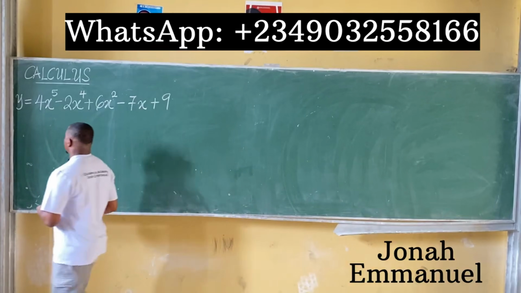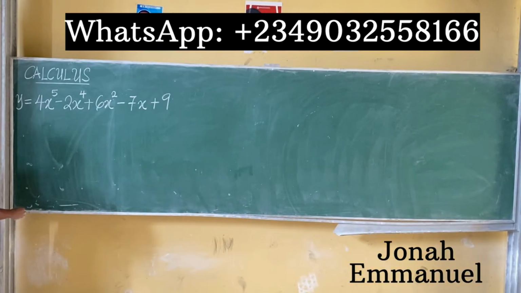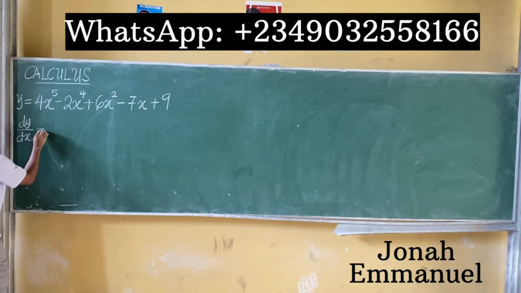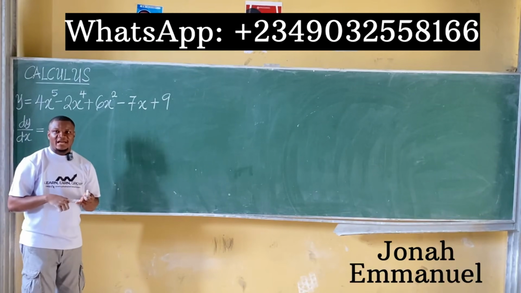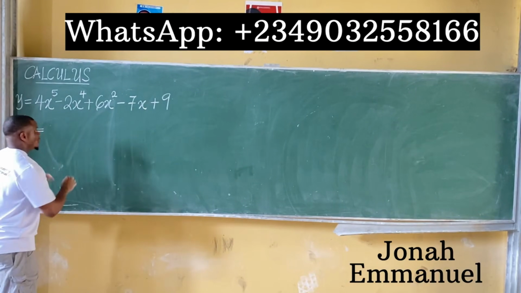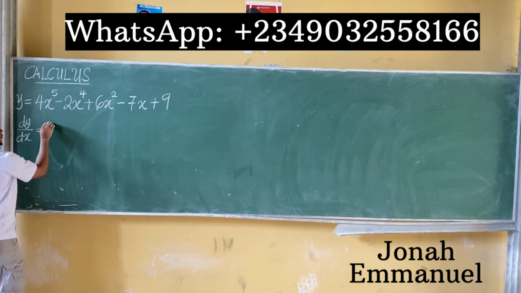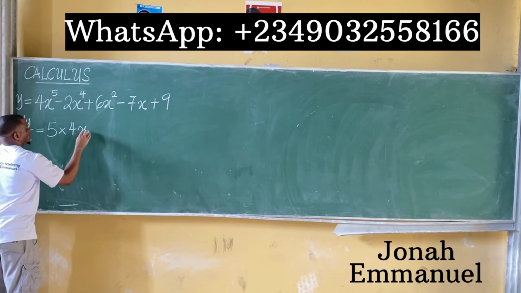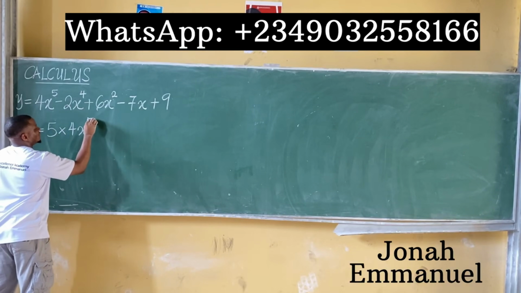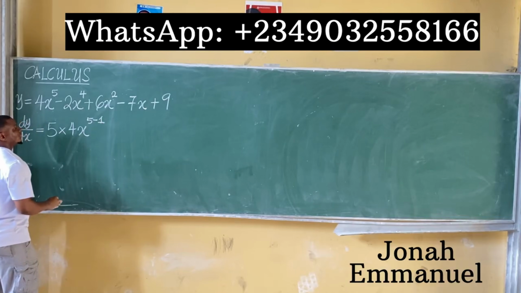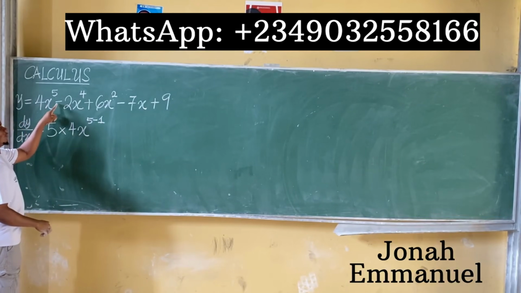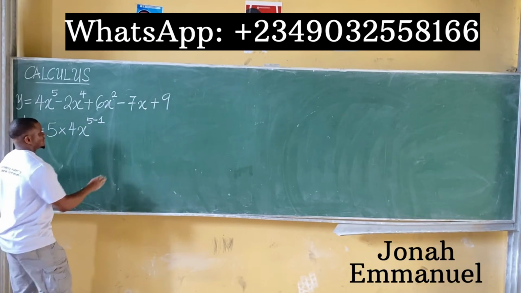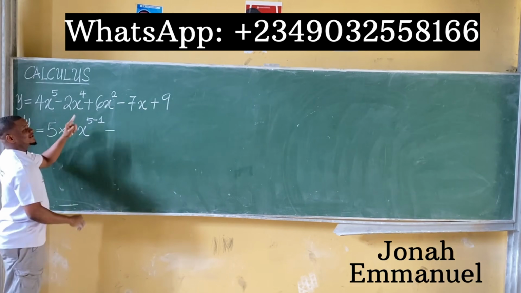All right. So please look up. From here, using the power method, dy/dx is equal to multiply by the power, subtract 1. What's the power here? So it becomes 5 times what you have here, 4x to the power 5, subtract 1, minus 1. I'm done with the first one here. What's the sign here? Minus. So it becomes minus.